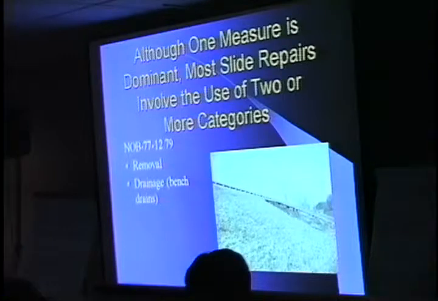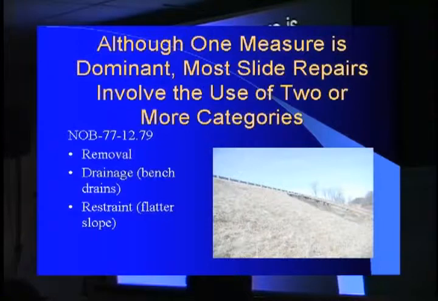Also, this fill is in a valley between two valley walls. We don't know exactly where water is coming from, but it's easy enough to put bench drains in and try to alleviate water in this situation. We can estimate that water could be coming out of springs in the adjacent valley walls, and then in time it basically popped this slide here. So we're going to include drainage in there as well, and we're also going to utilize restraint in the means of a flatter slope.